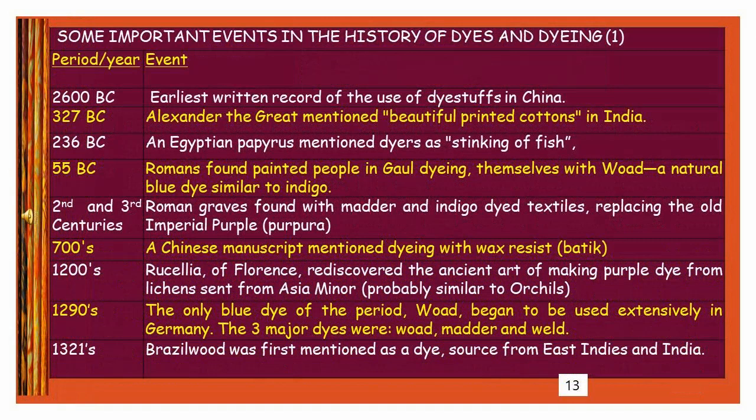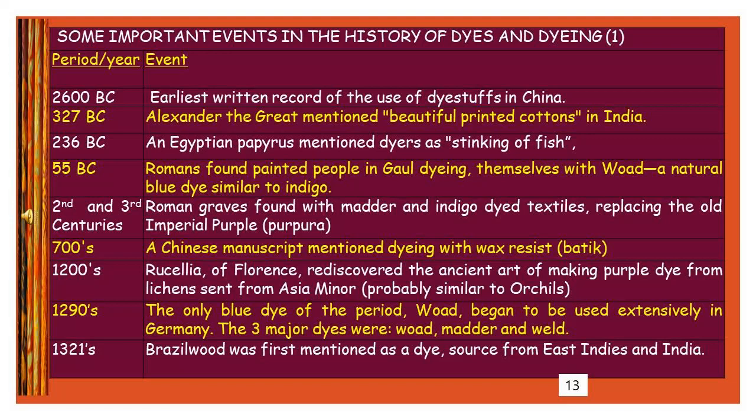Some important events in the history of dyes and dyeing. 2600 BC, earliest written record of the use of dyestuff in China. 327 BC, Alexander the Great mentioned beautiful printed cottons in India. 236 BC, an Egyptian papyrus mentioned dyers as stinking of fish. 55 BC, Romans found painted people in Gaul dyeing themselves with woad, a natural blue dye similar to indigo.